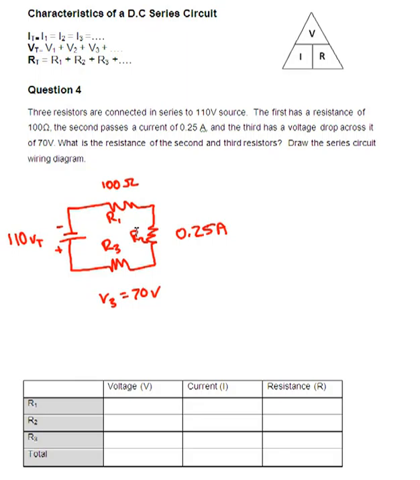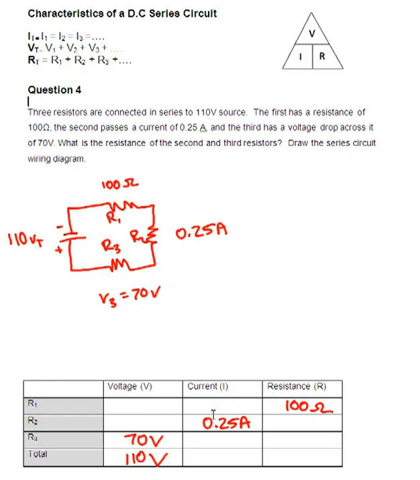So we're asked to find the resistance of the second and third resistors. So we put down all our known values. We have 110 volts. Our current is 0.25 amps at R2. And a voltage across R3 is 70 volts. And our resistance at R1 is 100 ohms. So that's our known values.